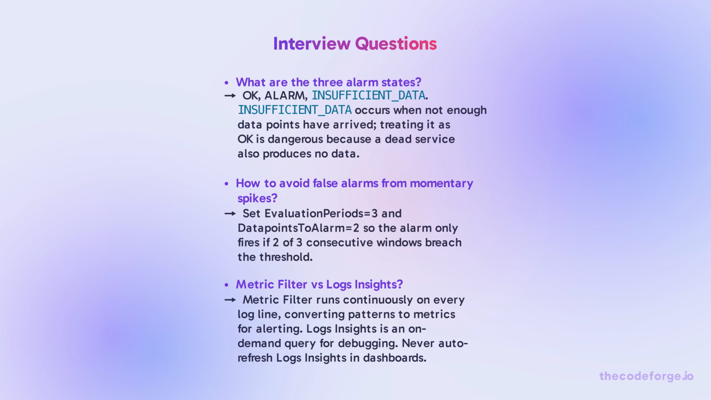Let's run through some common interview questions. What are the 3 alarm states? OK, alarm, insufficient data. Insufficient data occurs when not enough data points have arrived. Treating it as OK is dangerous because a dead service also produces no data. How to avoid false alarms from momentary spikes? Set evaluation periods equals 3 and datapoints to alarm equals 2, so the alarm only fires if 2 of 3 consecutive windows breach the threshold.